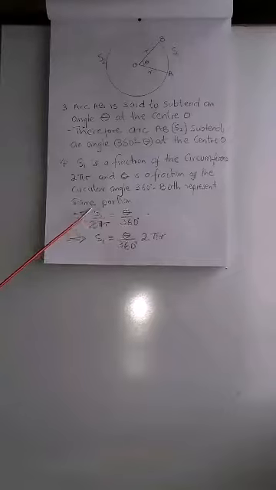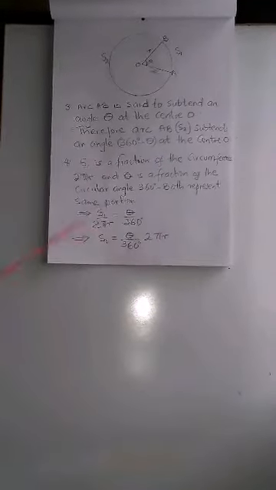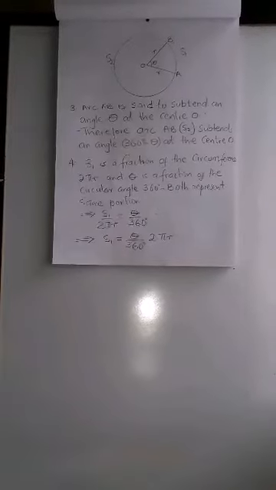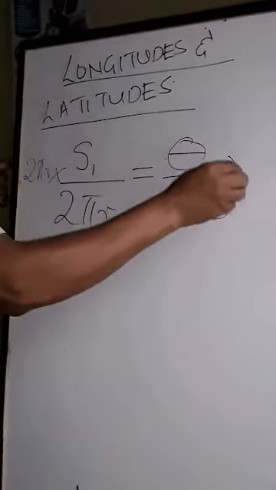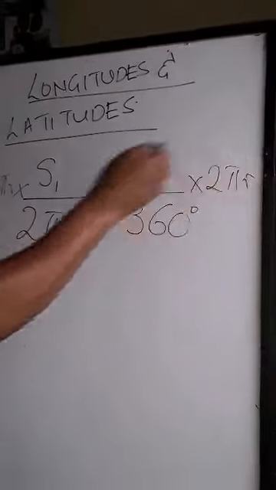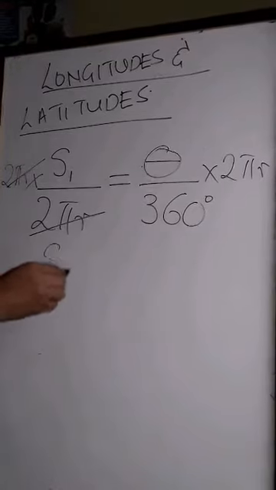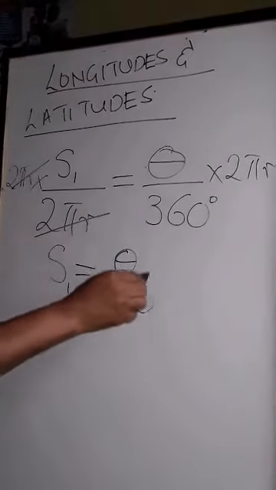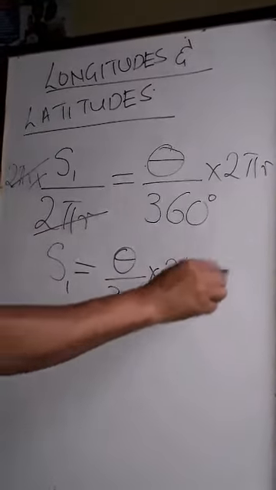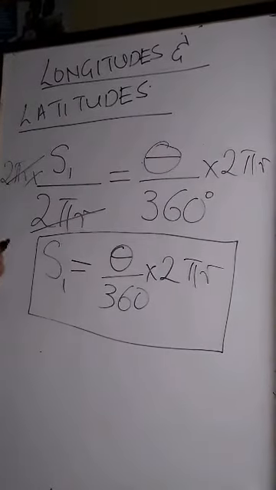If we say this fraction is equal to this fraction, and I multiply both sides by 2 pi r, this one will cancel out this. So I will remain with S1 is equal to theta over 360 times 2 pi r. This one is the formula for finding arc length.